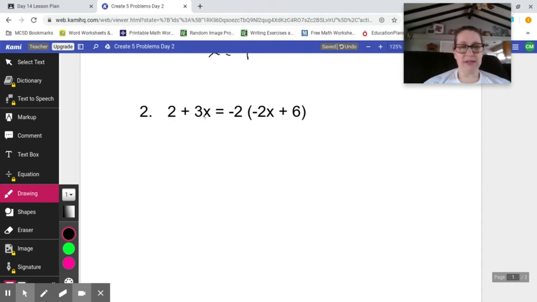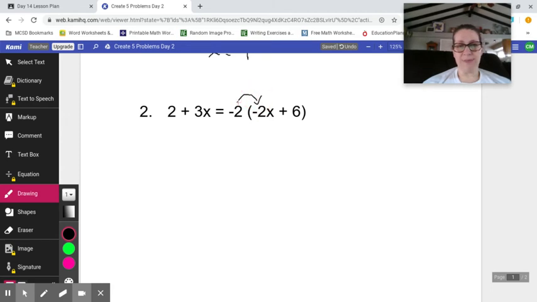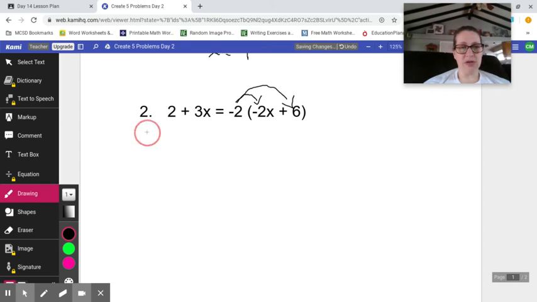2 plus 3x equals negative 2, parentheses, negative 2x plus 6. First thing I'm going to do is the distributive property. Okay, there's no distributive property to do over here, so I'm just going to go ahead and copy down the problem. Negative 2 times negative 2x, a negative times a negative is a positive, so I have 4x. Negative 2 times 6 is negative 12.